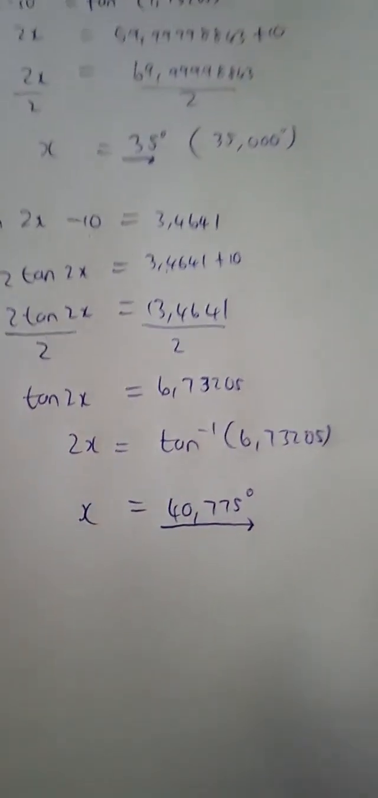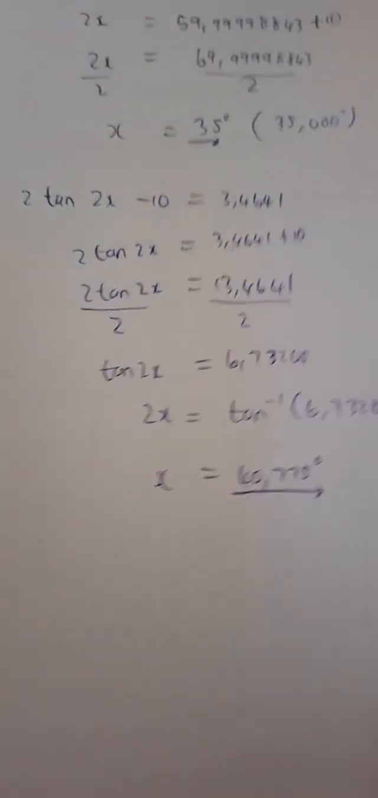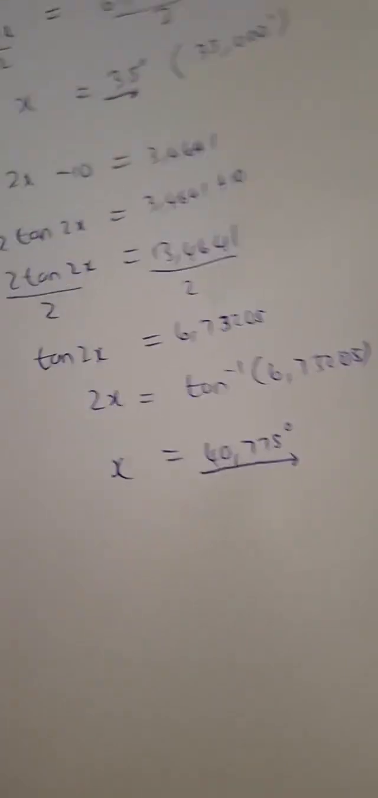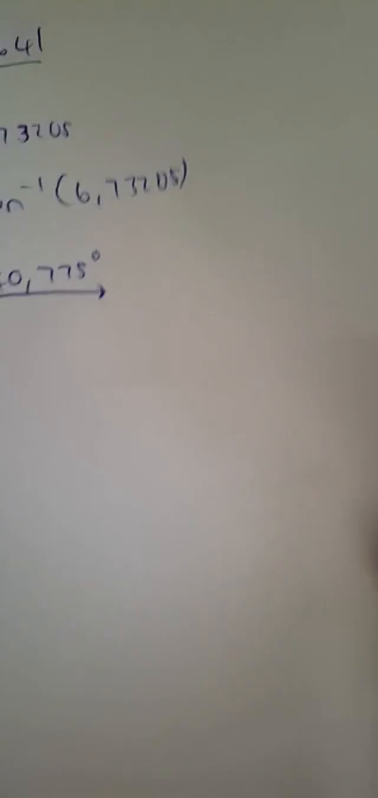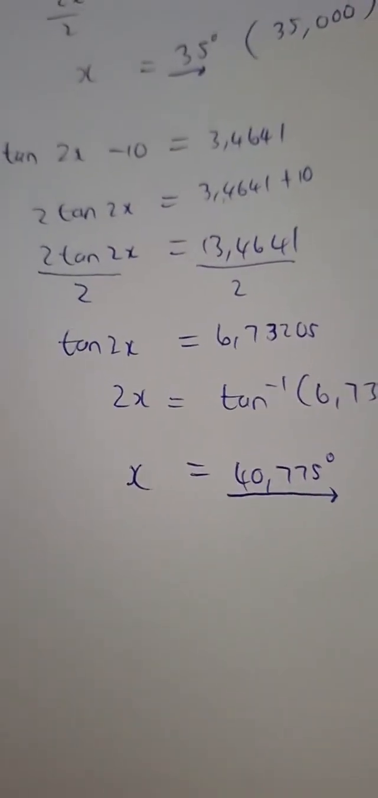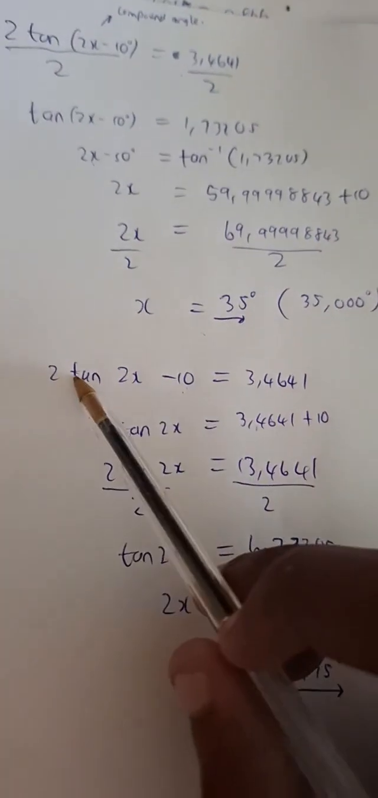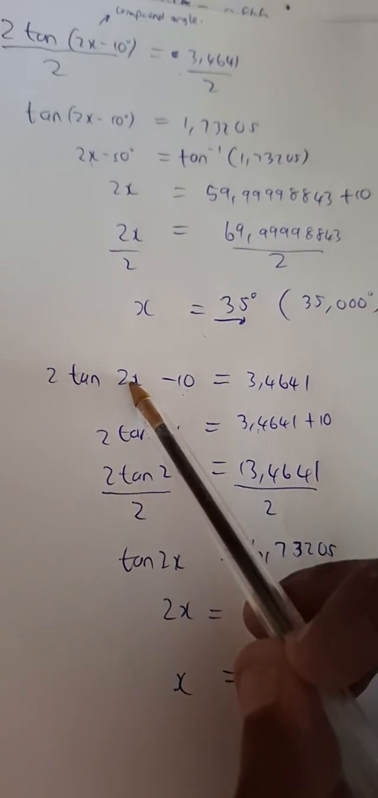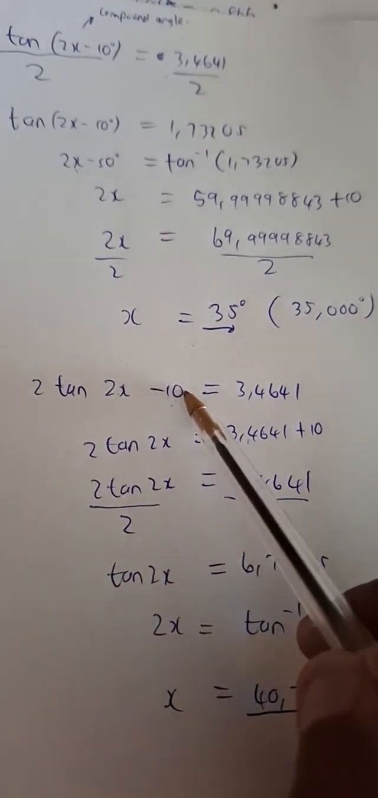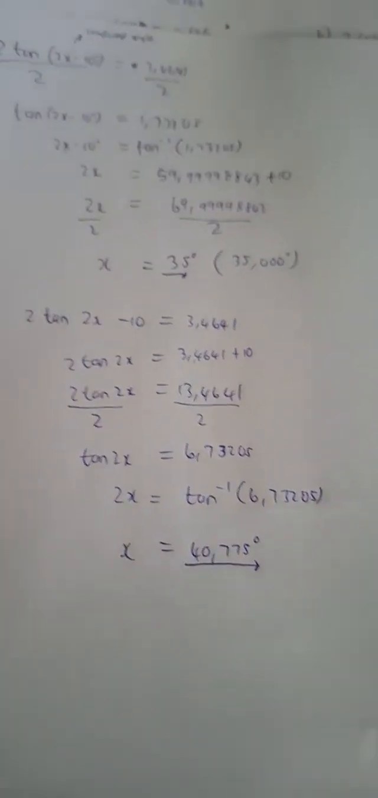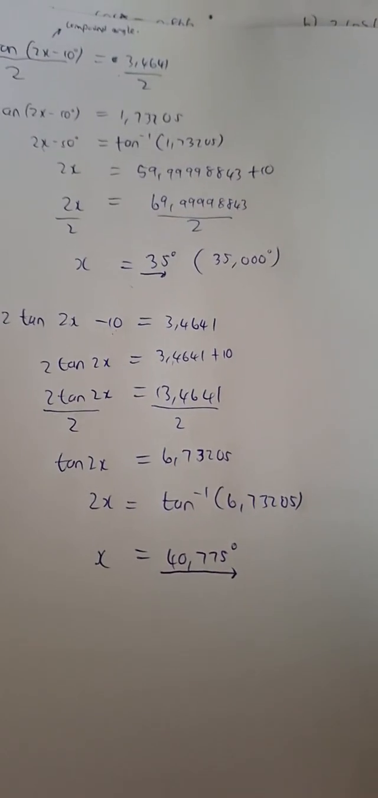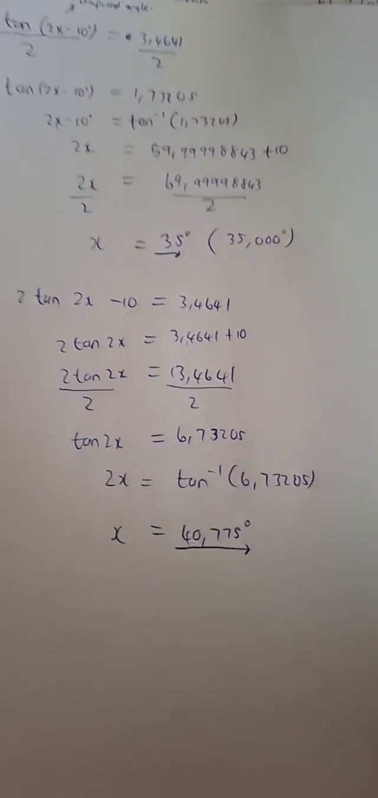Okay. All right, that's very important. Now, where trig is concerned, guys, for the grade 10s that are here, here's the equation. This was the equation: 2 tan 2x minus 10 is equal to 3,4641. That was the equation.